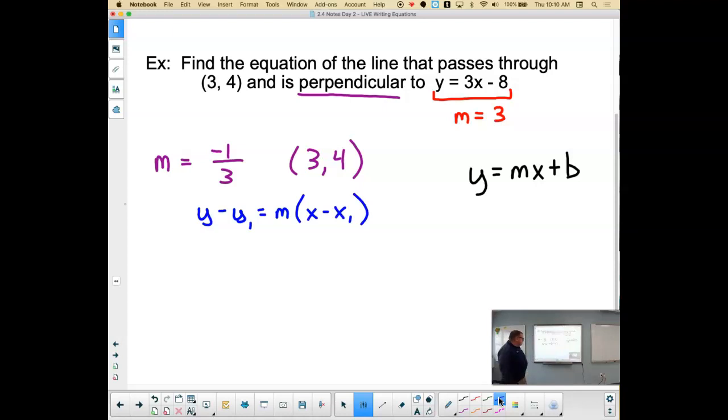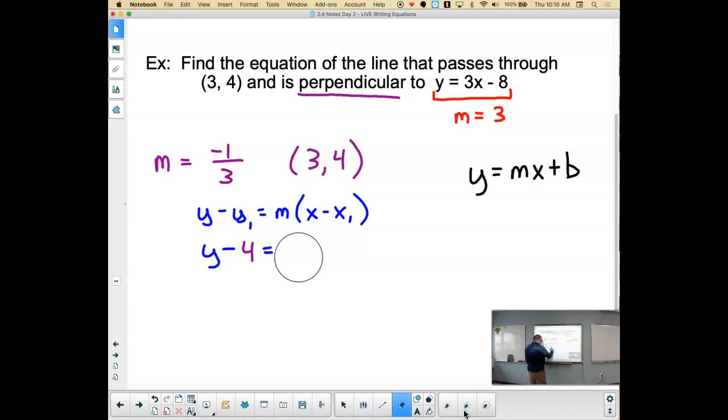So that's going to be y minus 4 equals negative 1/3 times x minus 3.